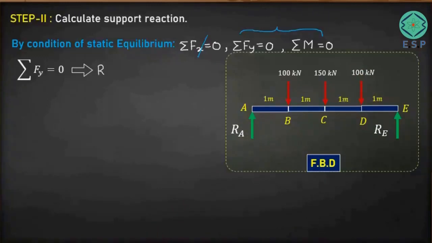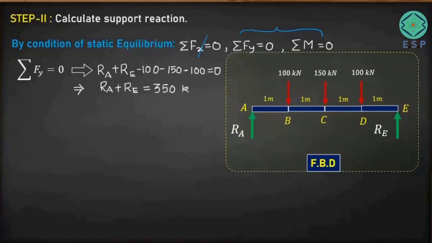So we have RA, which I have taken positive. Then we have RE, that is also taken as positive, minus 100 acting downward, minus 150 acting downward, minus again 100 acting downward, equal to 0. These three forces have been taken negative, while these upward acting forces have been taken positive. A very simple sign convention. If you simplify this, you can bring all the negatives to the right hand side of the equality sign. So we'll get RA plus RE equal to 100 plus 100, 200, and 150, 350 kilonewtons.